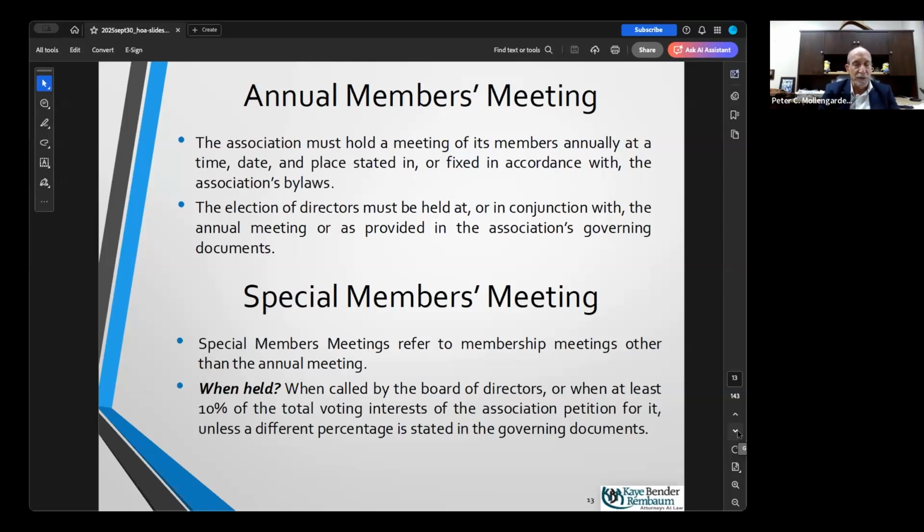Now, sometimes associations will have additional membership meetings in addition to the annual meeting, not too frequently, but sometimes. Those are special membership meetings held for specific purposes. So again, when are those called? Well, when called by the board or when called by the request or petition of 10% of your voting interest, unless your documents provide for a different percentage of owners to petition or request a special members meeting.